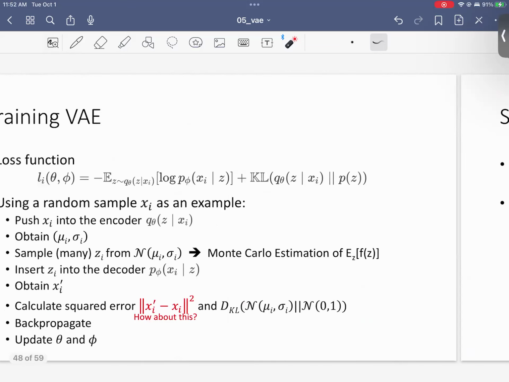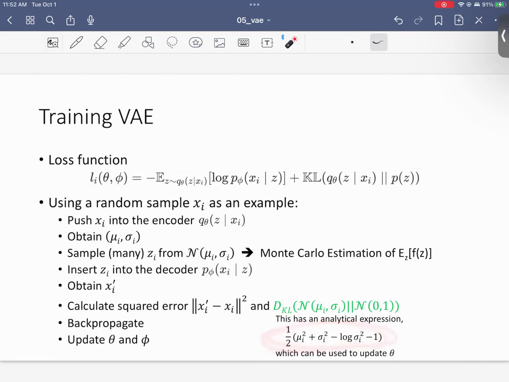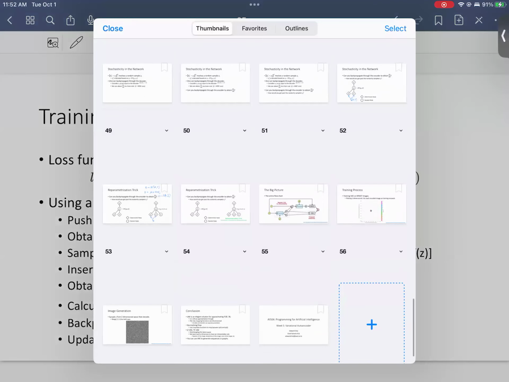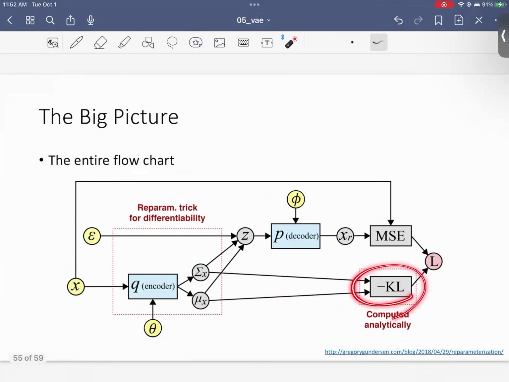like this. It only depends on mu and sigma, right? So that's what this picture is saying. It only depends on mu and sigma. So your loss function consists of MSE and KL divergence. That's it. This is the whole big picture.